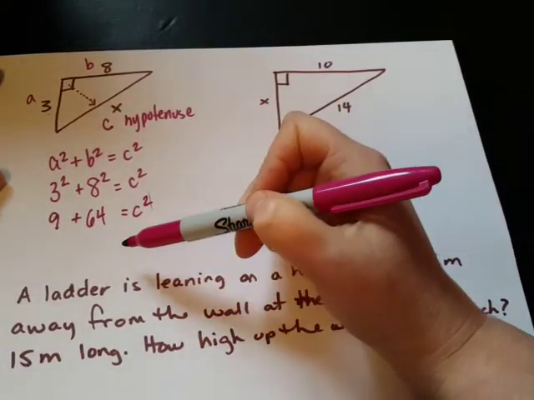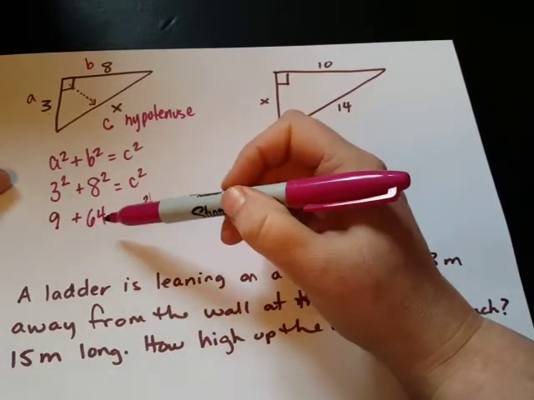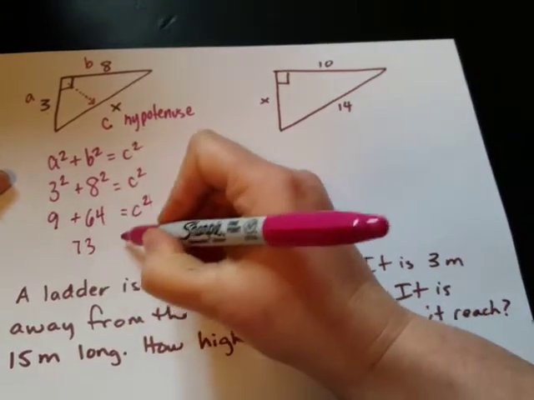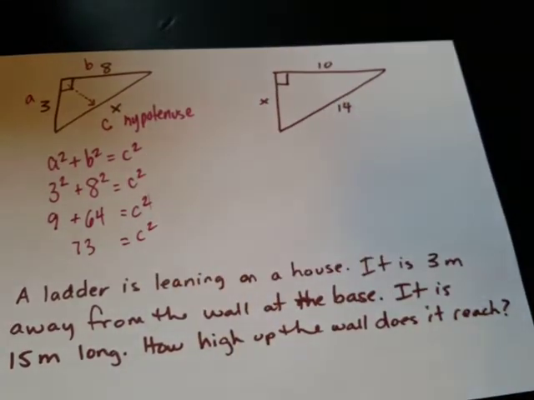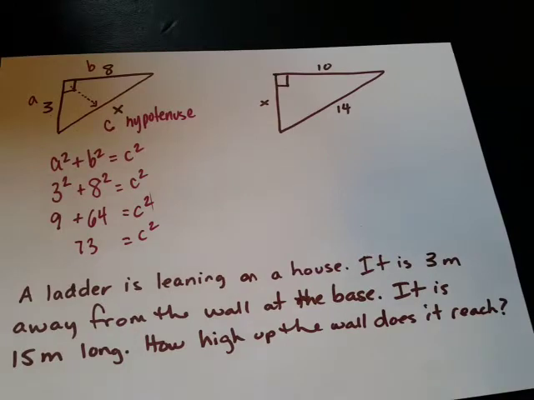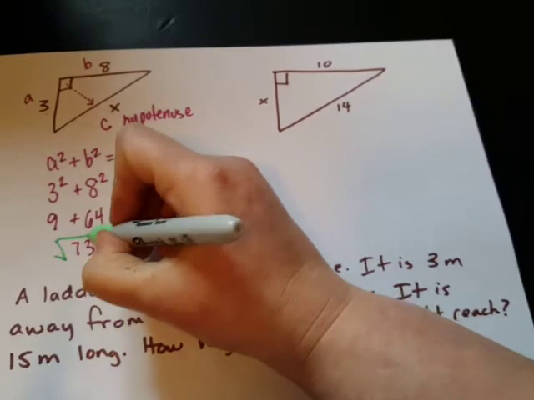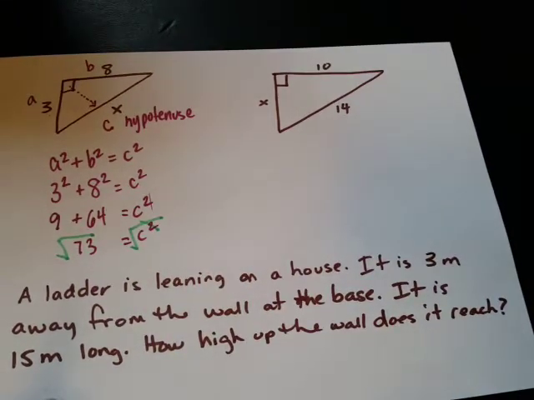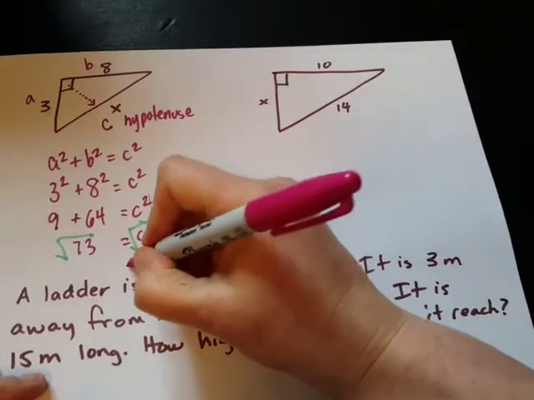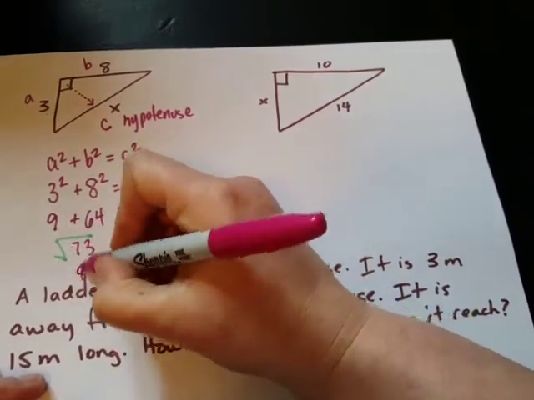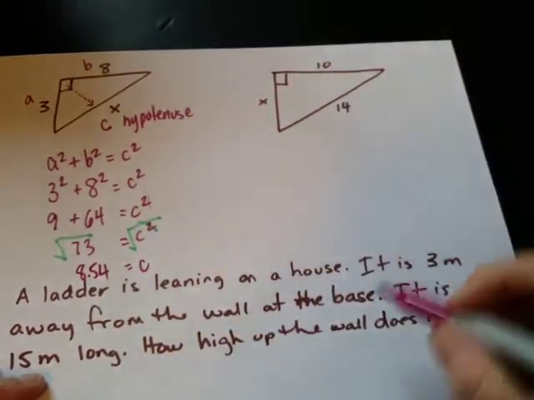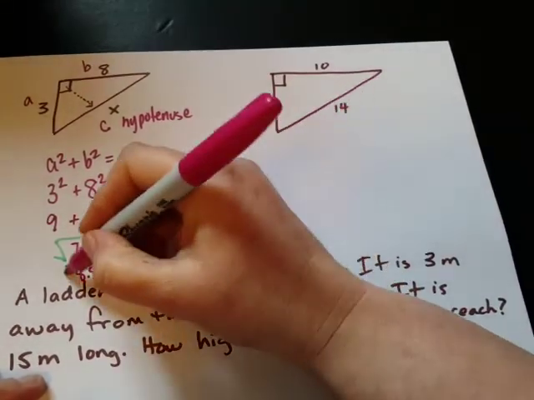Now we're going to do this addition. So 64 plus 9 is 73. And the way that we get just C by itself, or to unsquare it, is by doing the square root. So we're going to do the square root on both sides. And you want to include a good chunk of decimals. So when I do the square root on my calculator, I get 8.54, let's say. So then that'll be our final answer.